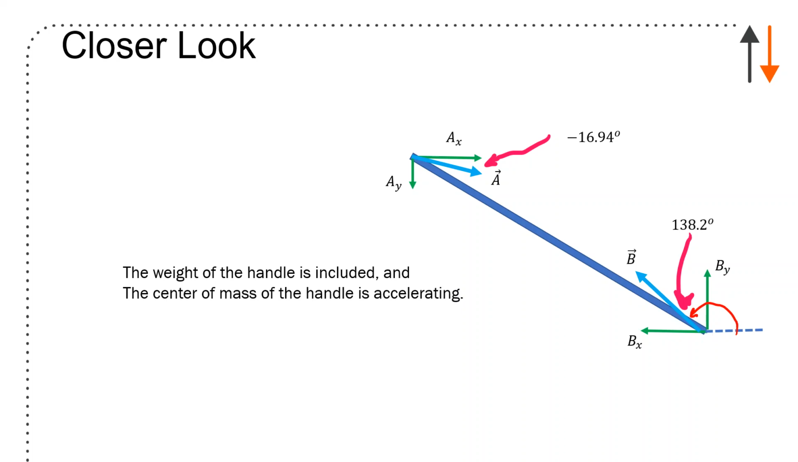Now, one of the questions is, these forces are not parallel to AB, and unfortunately I forgot my animations here. Why? The weight of the handle is included. And also, the center of mass of this handle is accelerating. It's a translating problem.